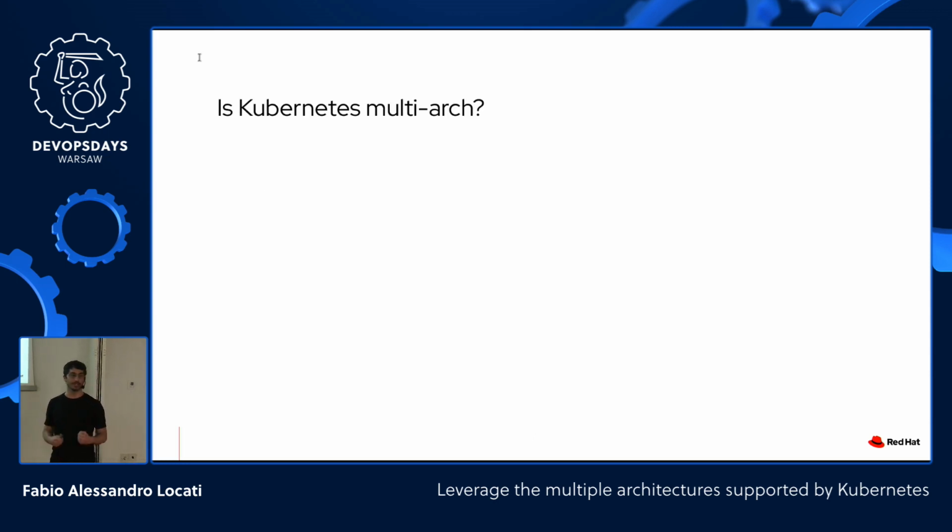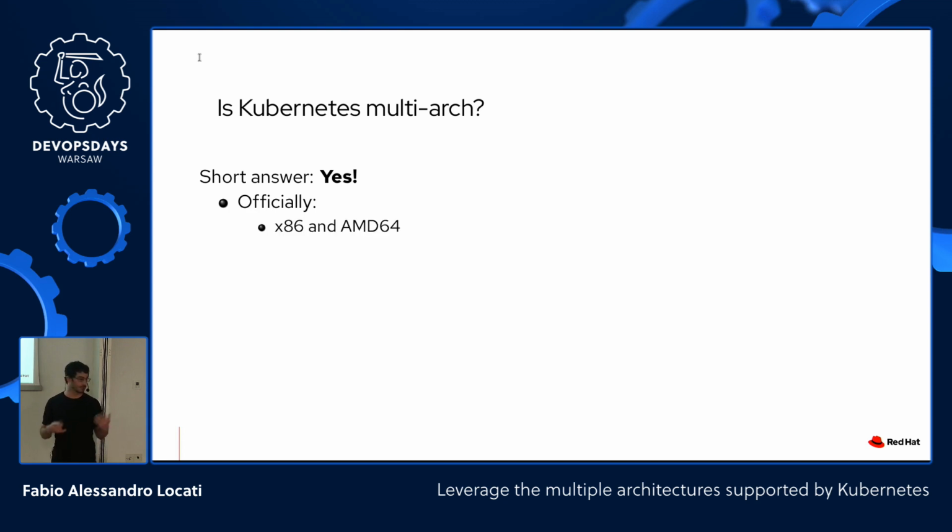So, is Kubernetes multi-arch? Yes, basically. But what exactly does this mean? Officially, Kubernetes supports x86 and AMD64. Those obviously are the most common architectures to run Kubernetes on. The only difference, why we call it x86 and AMD64, is that x86 is the 32-bit version, AMD64 is the 64-bit version. Now, nowadays, 64-bit is pretty much everywhere. 32-bit is still supported, but very few systems actually run it.